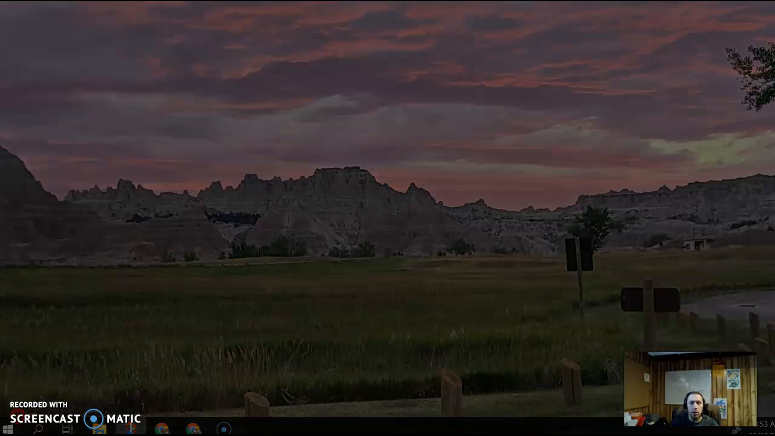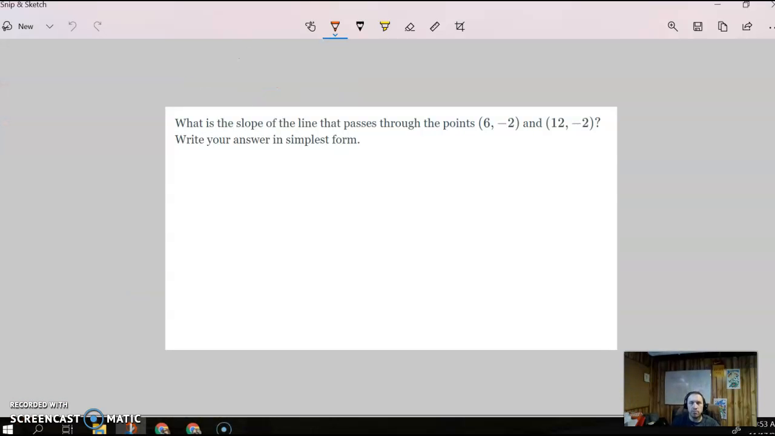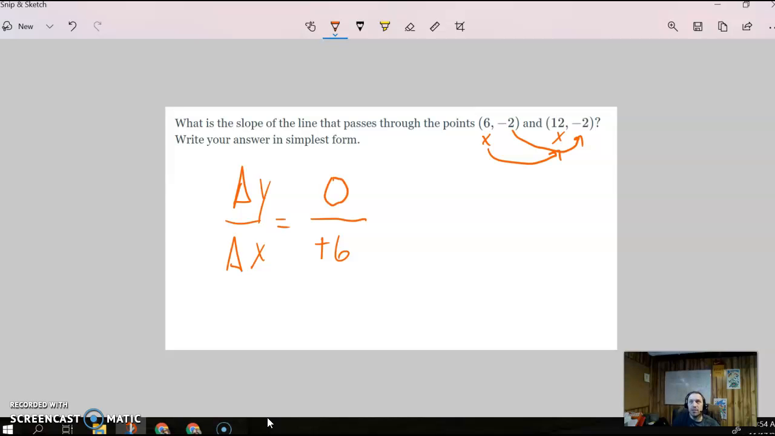Again, go ahead and pause after you see this problem. Try it out, and then let me walk you through it. Okay, hopefully you tried this out. And so remember, delta y over delta x. This is my x. This is my x. How do I get from 6 to 12? Well, I add 6. How do I go from -2 to -2? I'm not going anywhere. The change in y is 0. Okay, what is 0 divided by 6? That's 0. So my slope is 0.